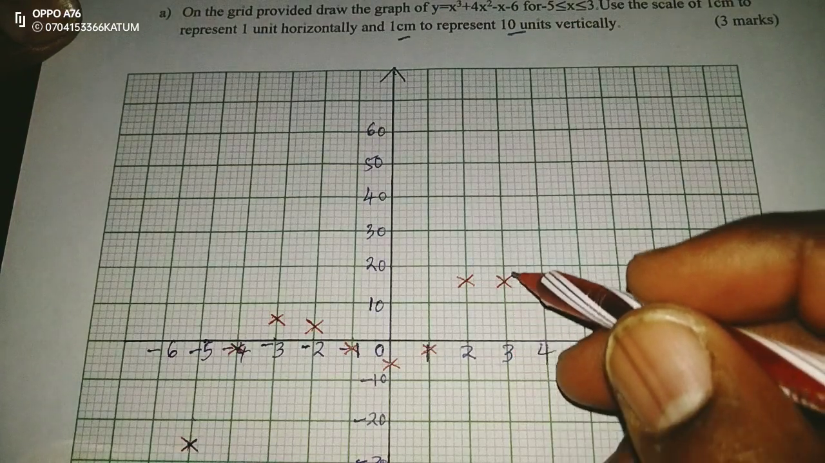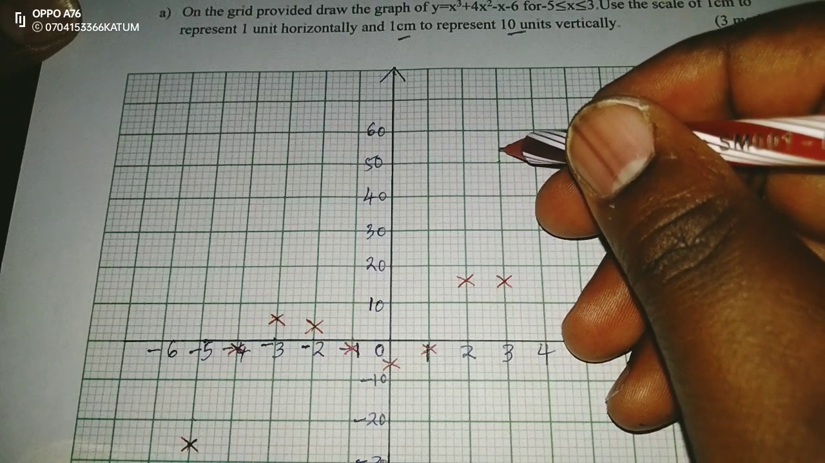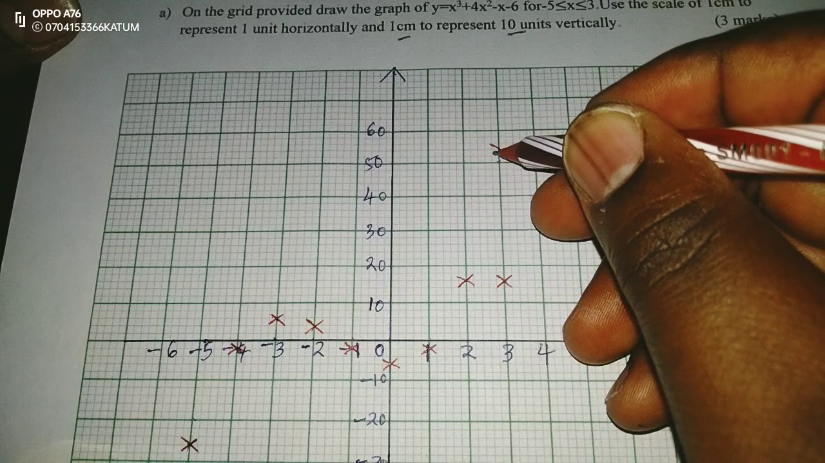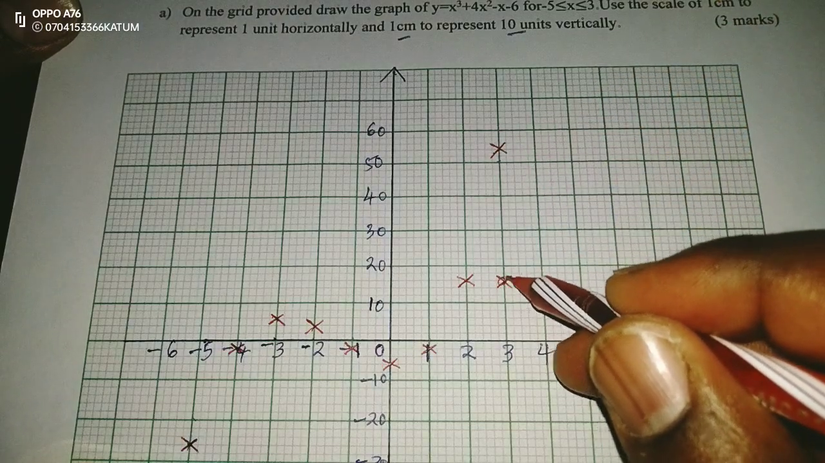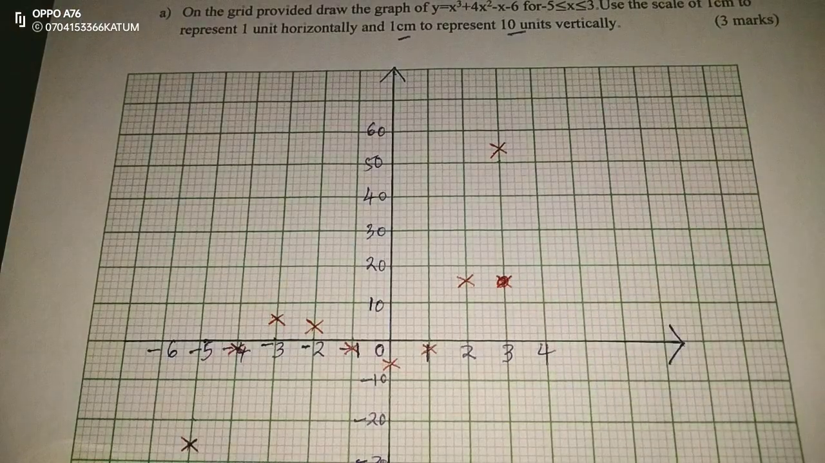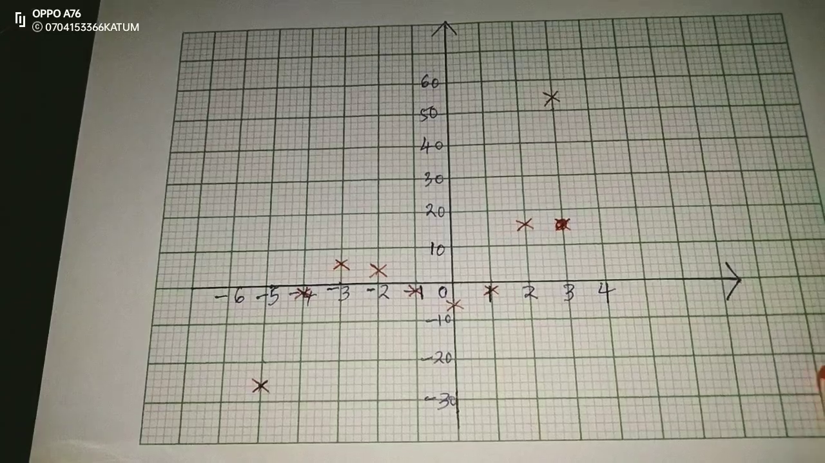Then finally we got 354. 3 goes with 54. So after 50, 52, 54 should be here. 354. You're supposed to ignore this dot. Yeah, so that is how the coordinates are on the Cartesian plane.